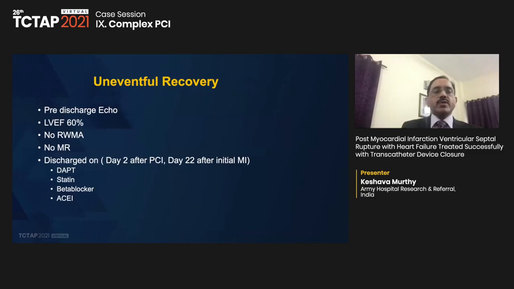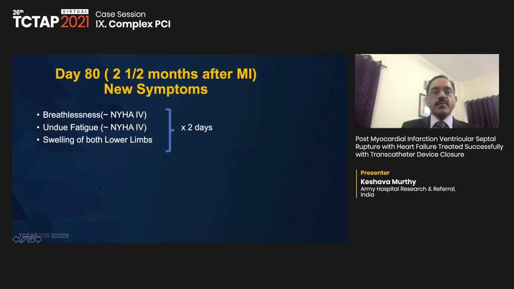Subsequent recovery was uneventful. His ejection fraction improved to 60%. There was no regional wall motion abnormality. He was discharged on standard dual antiplatelet drugs, statin, beta blocker, and ACE inhibitor. He remained asymptomatic for the next 2.5 months. However, later, after 2.5 months, he presented with breathlessness, undue fatigue, and swelling of both lower limbs of 2 days duration. Symptoms were sudden in onset.